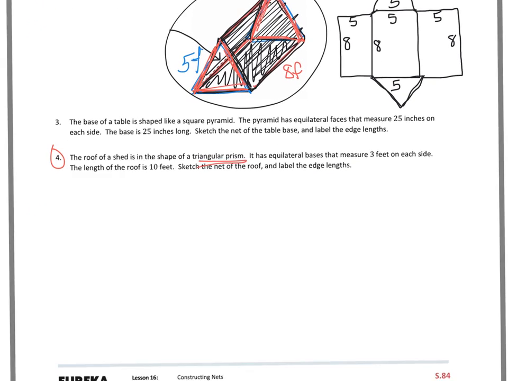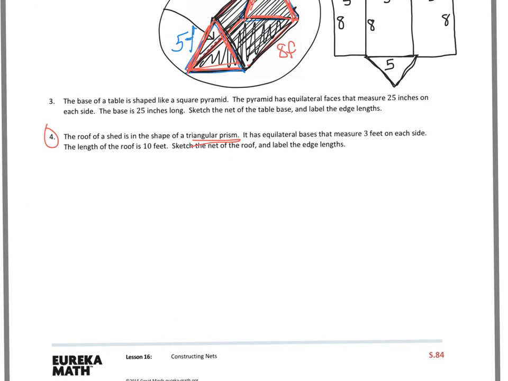The last one we'll glance at is 3, and I'll bring it down below because there's no room on this page. The base of a table is shaped like a square pyramid. It's going to be an awfully different looking table in my opinion, but we'll go with it. So the pyramid has equilateral faces that measure 25 inches on each side. The base is 25 inches long. Sketch the net of the table base and label each edge or edge lengths.